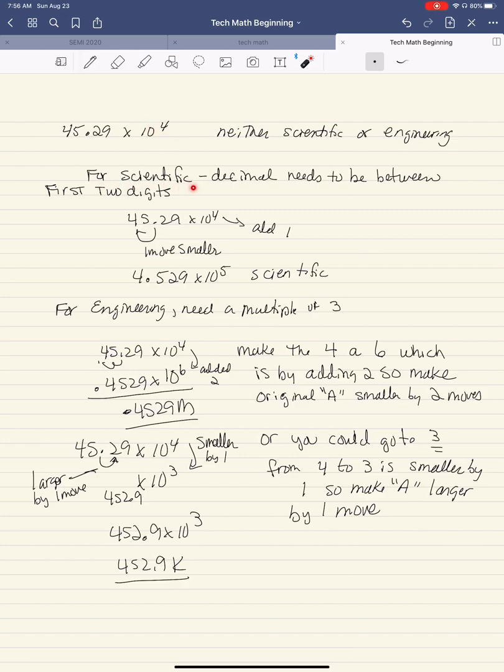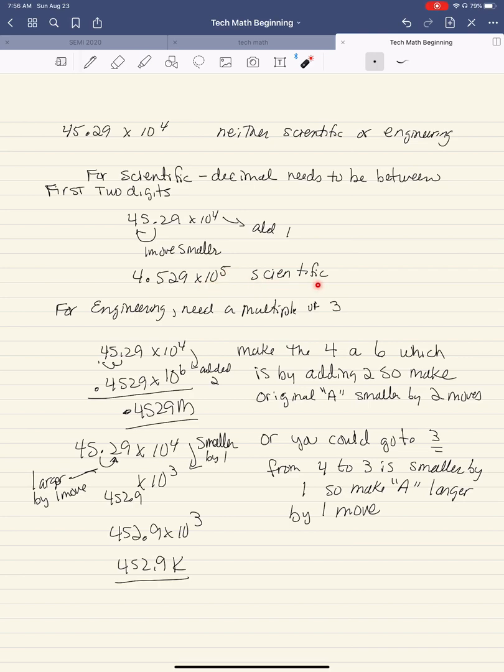So if I want this to be in scientific, the decimal needs to be between the first two digits. So that's one move smaller to get it over here. So when I move that smaller, I add 1 to the exponent. So it becomes 4.529 times 10 to the 5th.